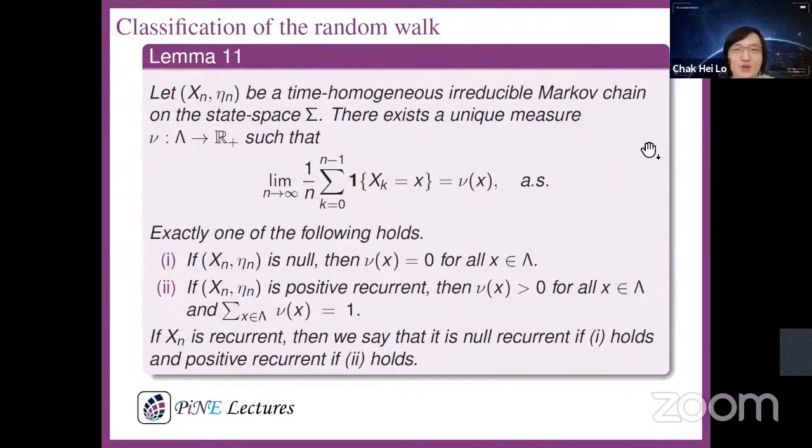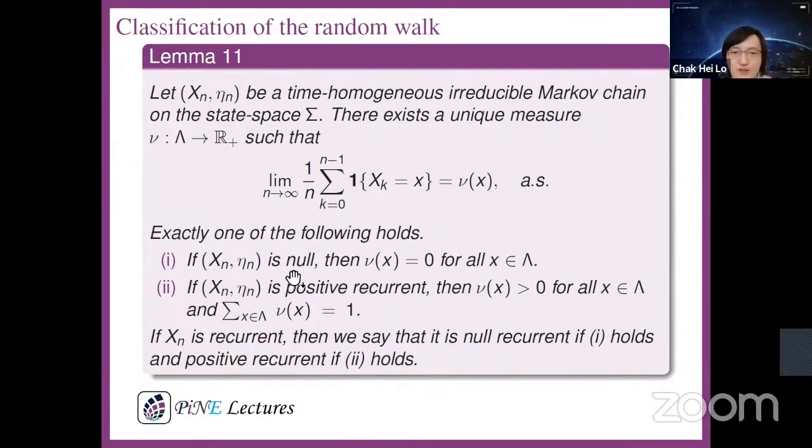Okay. So we have the same thing for positive recurrence. So let (X_n, eta_n) be the same process again, then there exists a unique measure nu. Okay, so this nu is very similar to the definition of positive recurrence that we just gave before. And exactly one of the following holds.